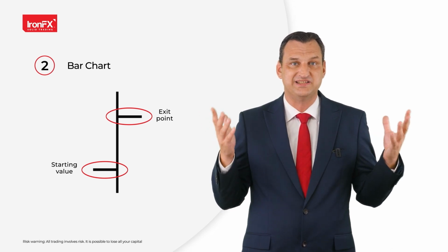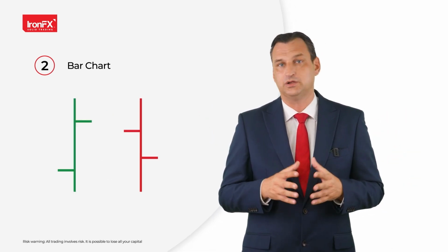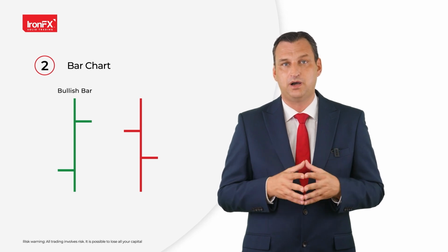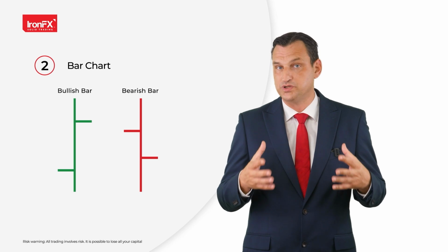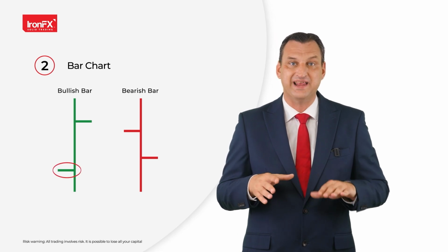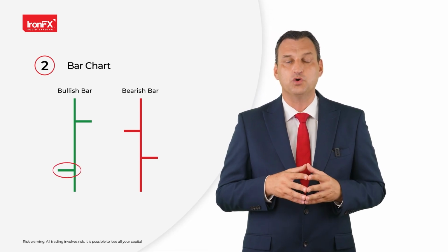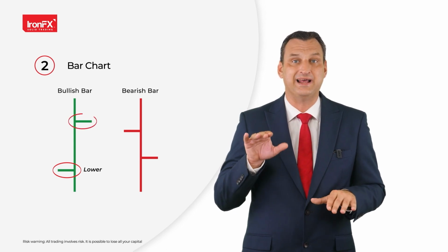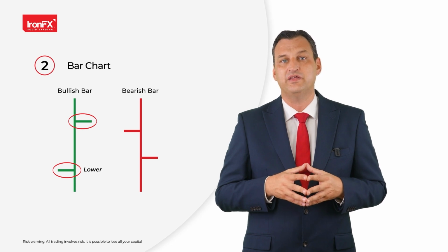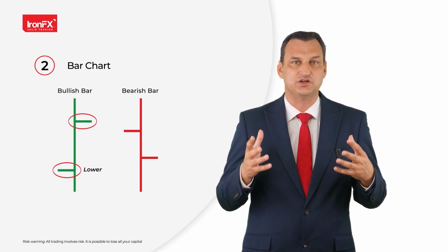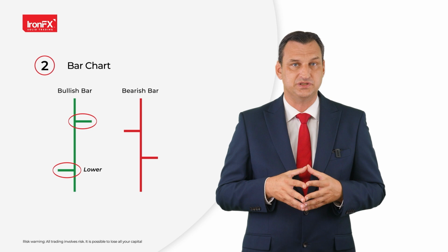For better visualization, the bars are colored. There are two types of bars, the bullish bar and the bearish bar. The bullish bar shows us that the price has risen, and its entry point, the left side horizontal line, is always lower than the right hand side horizontal line, as in the course of trading, the instrument's value, whether that is a share or an FX pair, has risen.